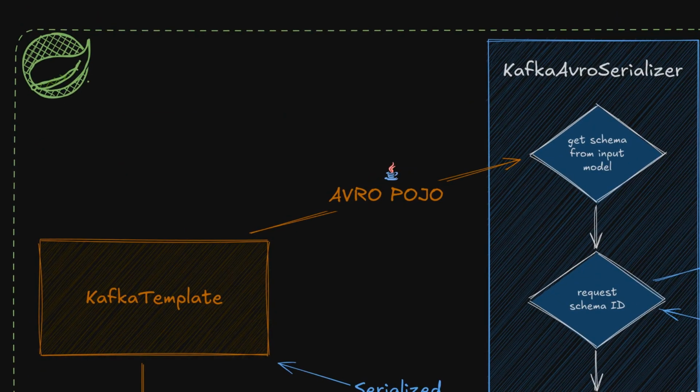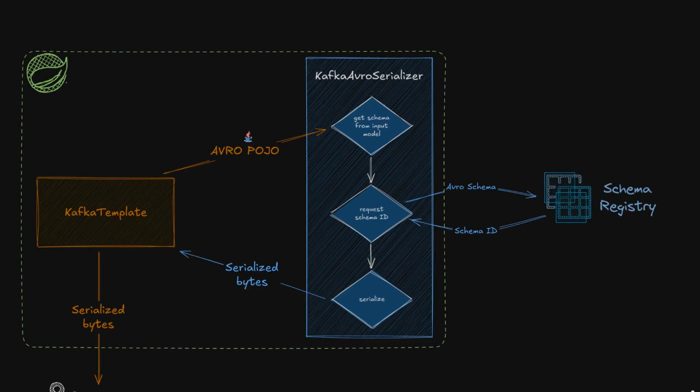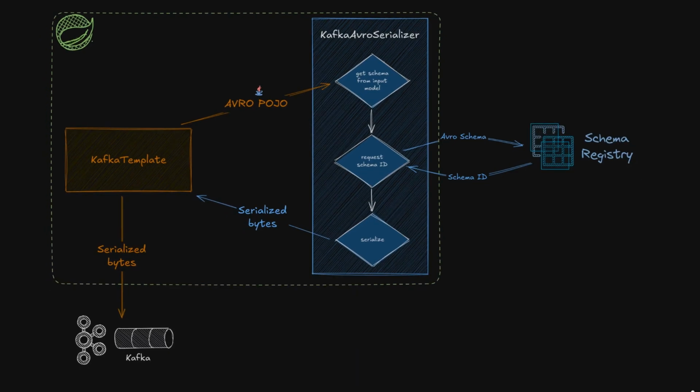It will take this object and run it through the Kafka Avro serializer that we just configured. The serializer itself will take our POJO and retrieve the schema from it. It will go with this schema to the schema registry and say, hey, I want to write data to the user activity topic using this schema. The schema registry will confirm that the user activity topic has that schema registered and will return the schema ID. The serializer can then use the schema and the schema ID to serialize our message into Avro. It will then pass the serialized bytes back to our Kafka template, which will send them to our Kafka topic.